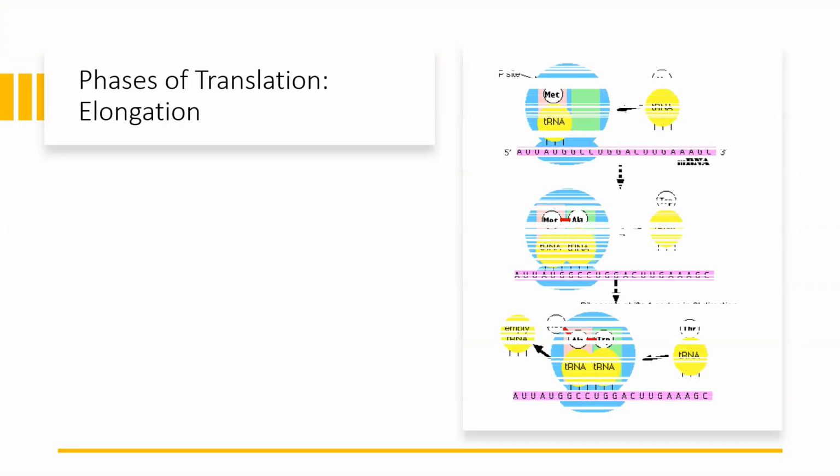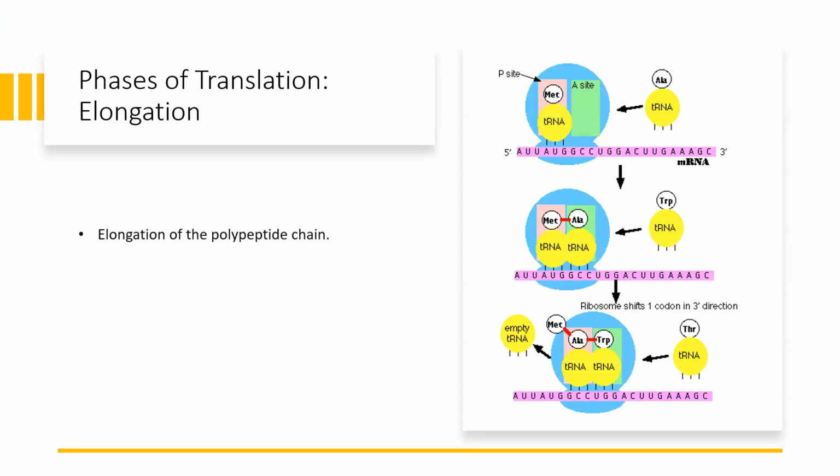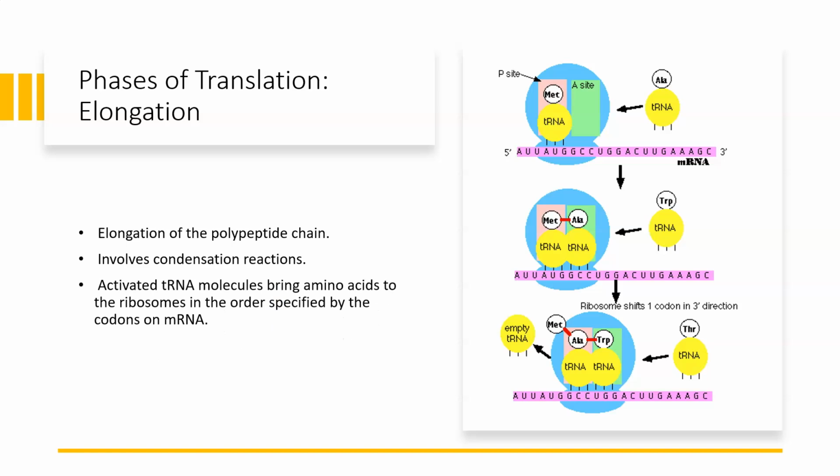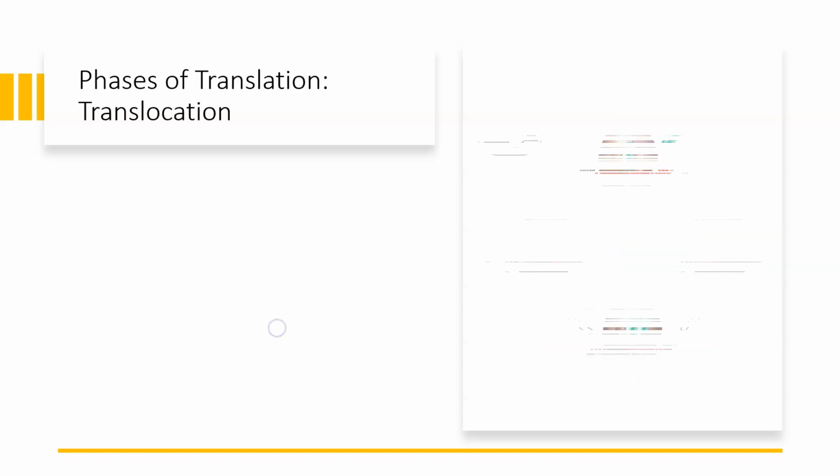Now we work onto elongation of the polypeptide chain. So that's the production of that polypeptide chain, and this involves those condensation reactions between the amino acids. Our activated tRNA molecules bring amino acids to the ribosome in the specific order the codons on the mRNA require. The ribosome helps form those peptide bonds. This occurs at site P.